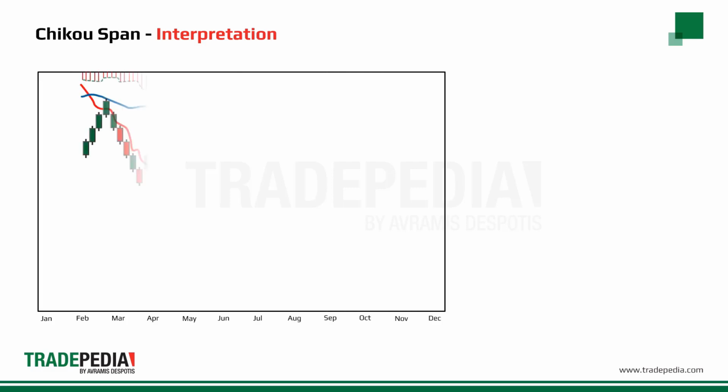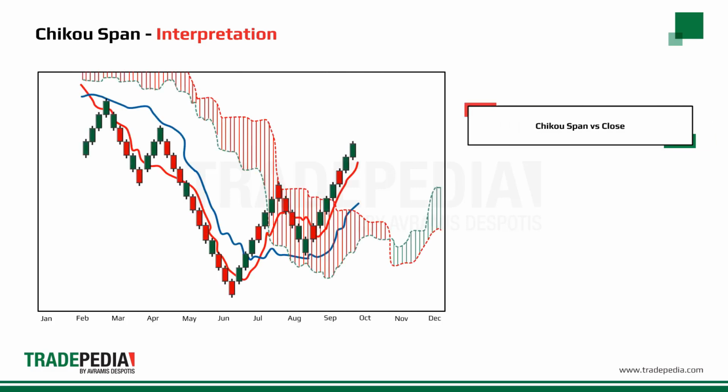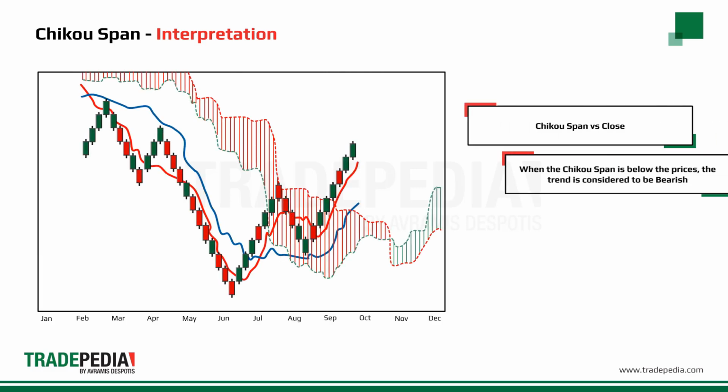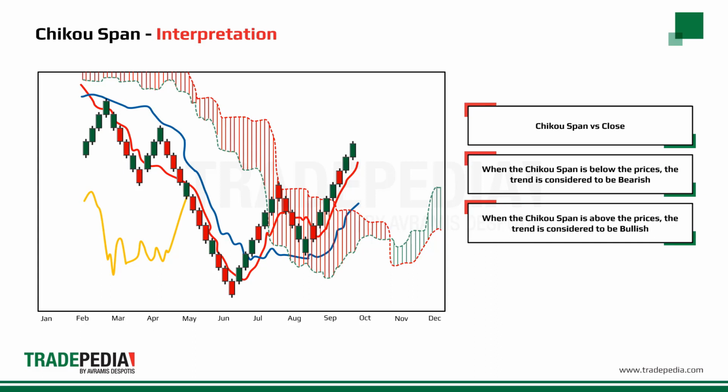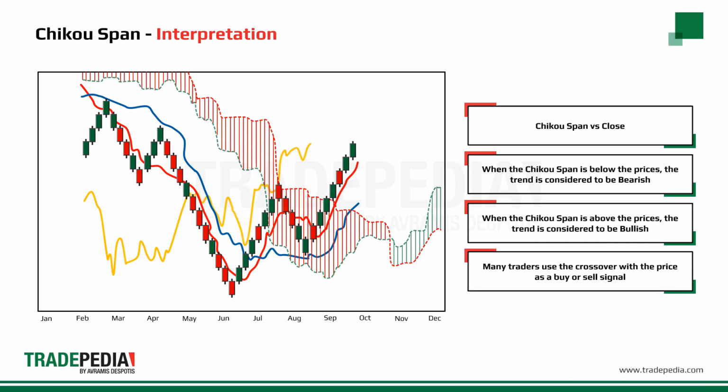The Chiku span is simply the close today plotted 26 periods back. When the Chiku span is below the prices, the trend is considered to be bearish. When the Chiku span is above the prices, the trend is considered to be bullish. Many traders use the crossover with the price as a buy or sell signal.